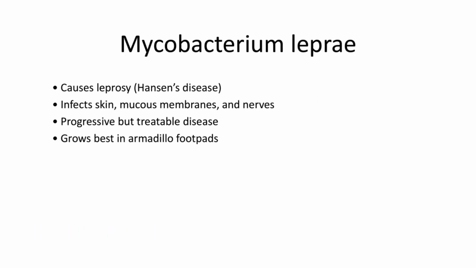Mycobacterium leprae is the cause of Hansen's disease, or leprosy. It infects the skin, mucous membranes, and peripheral nerves. The disease is progressive but treatable. Unlike many other mycobacteria, it grows best in armadillo footpads, which is why animal models are sometimes used for study.